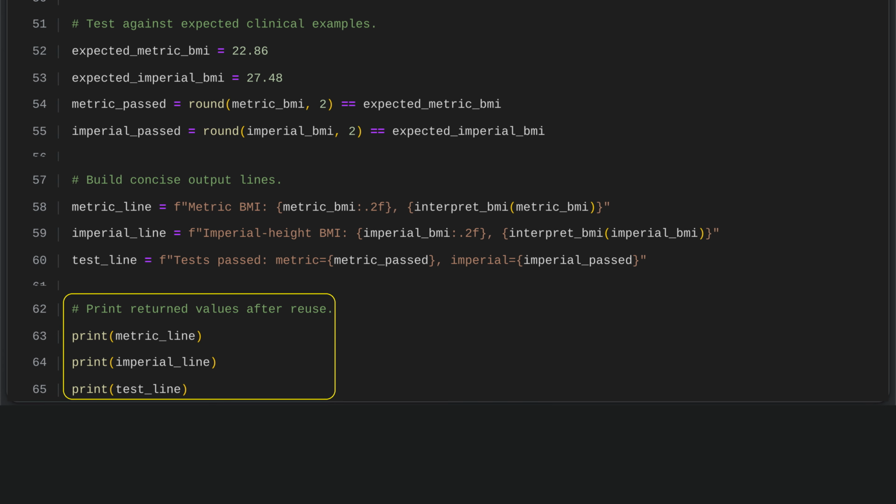The output summarizes BMI results in both metric and imperial units, including each interpretation. The imperial result shows that the calculation still works after converting height from inches to meters. A final test line checks the results against expected clinical examples to confirm the calculations are accurate.